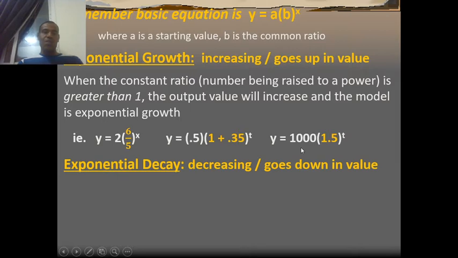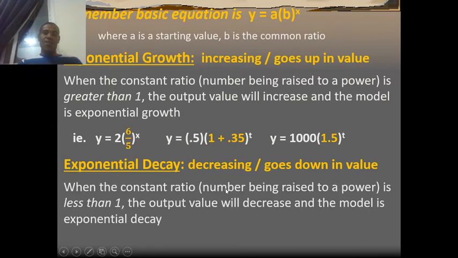Now we see the meaning of decay. Exponential decay means decreasing, going down in value. When the constant ratio b, the number being raised to a power, is less than 1, the output value will decrease, and the model is called exponential decay. For example, y equals 4, the starting value, times b, the common ratio, which will be 3/4, to the power x.